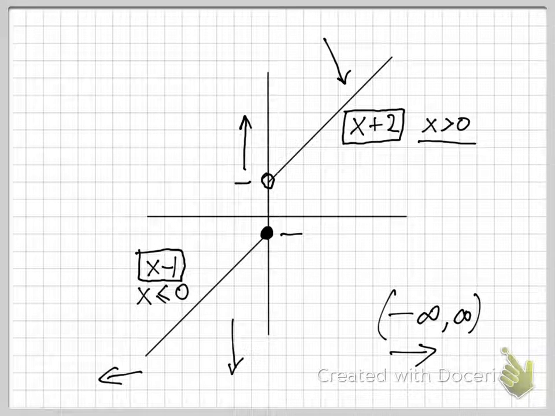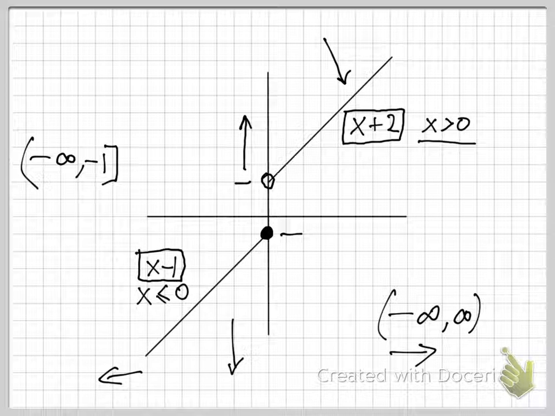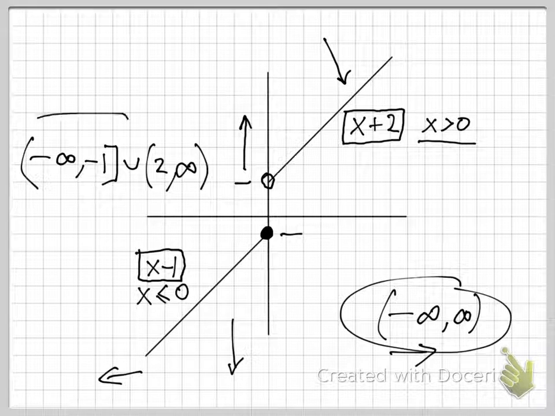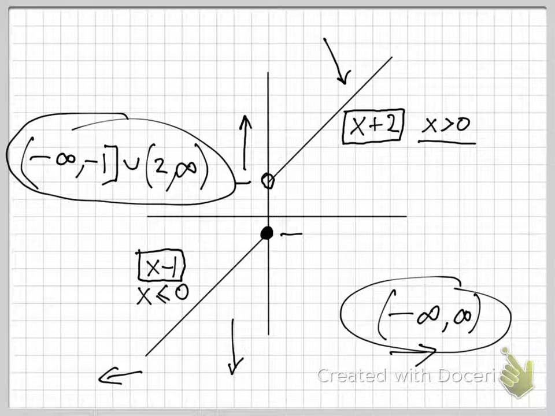Okay, so the range is this. Negative infinity, because it's going down, goes as far as negative 1. This has the solid dot, so I'll put a bracket. Okay. Then it starts again at positive 2, open dot, so parenthesis, and goes on to infinity. Okay, so again the domain and the range.